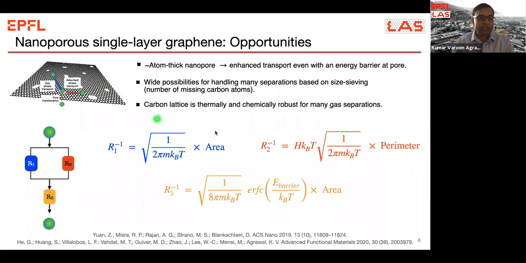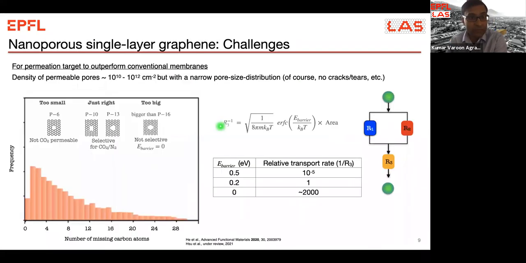From a membrane's perspective, graphene is very attractive because the carbon lattice is quite robust, and it could be used at high temperature, in many conditions where, for example, polymeric membranes, which are the conventional membranes, are not so ideal. Of course, there are many challenges for doing this.